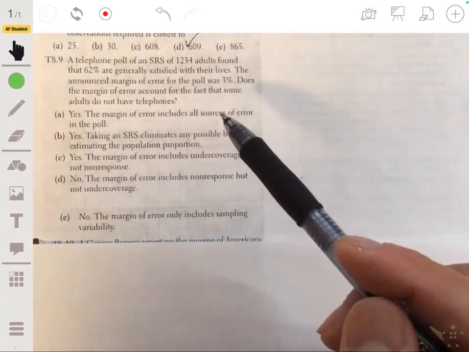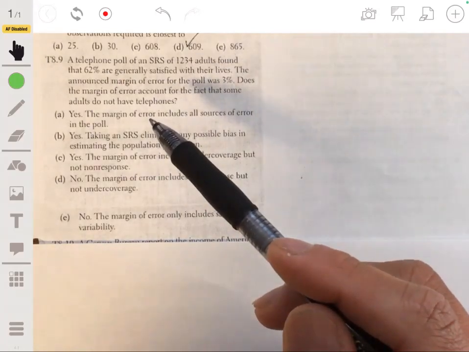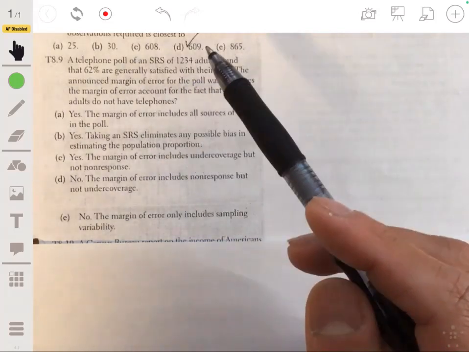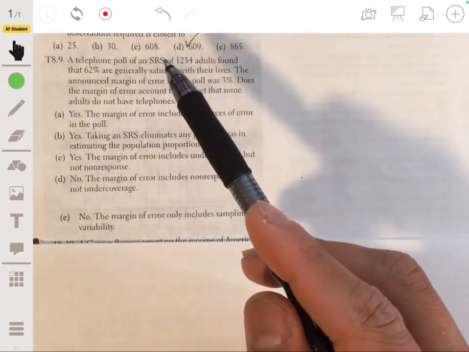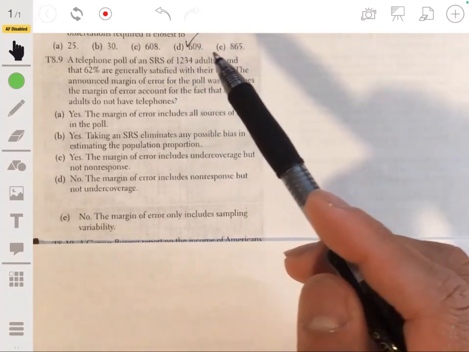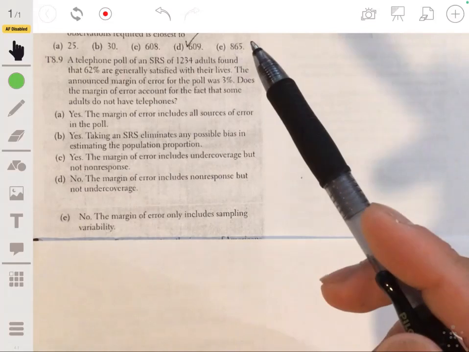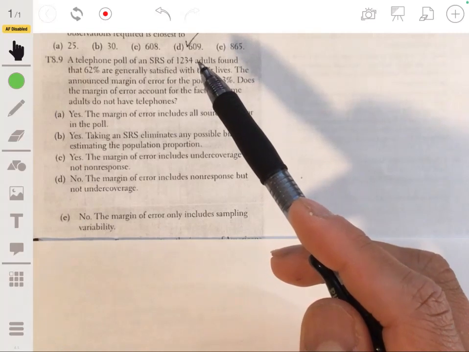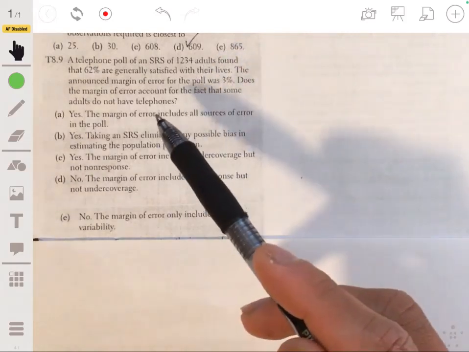It says, yes, the margin of error includes all sources of error in the poll. This would not be correct, because again, it doesn't account for all errors in the poll. It accounts basically for randomization, the fact that we took a random sample. But there's issues with, what if it was a random sample, but not everyone responded? There would be something called non-response. So it's not going to be A.